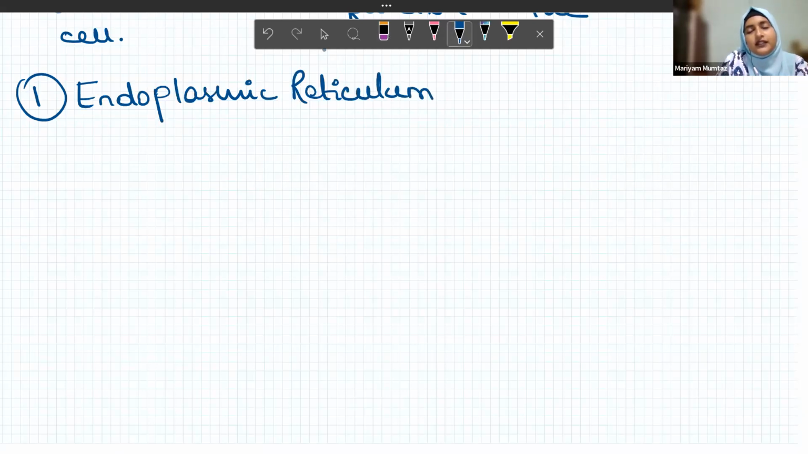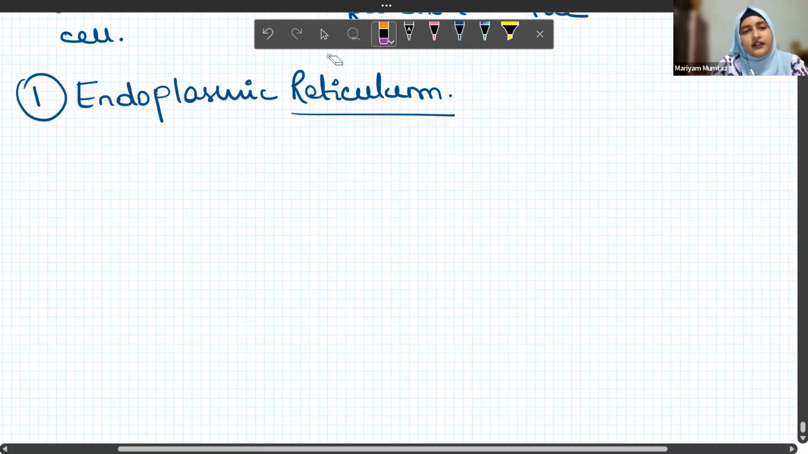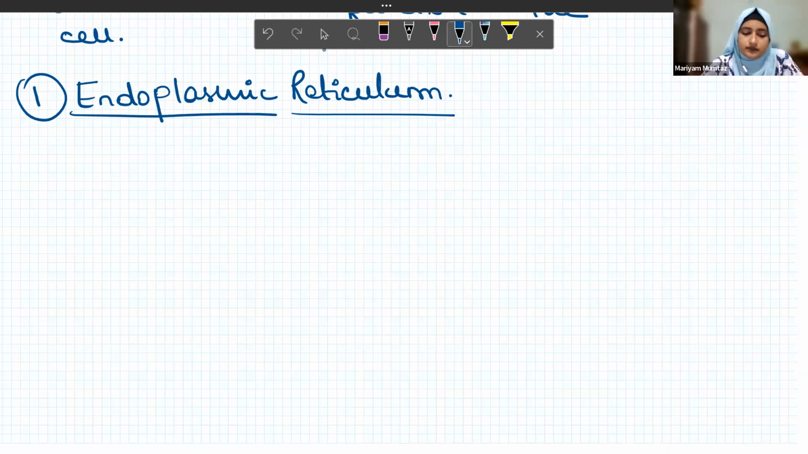Okay. Now, do you understand the meaning of the word reticulum? No, ma'am, I do not know about it. Okay. See, let's break down all the words to understand them better. First, there is endo. What is the meaning of endo? Inside. Correct. This is inside.